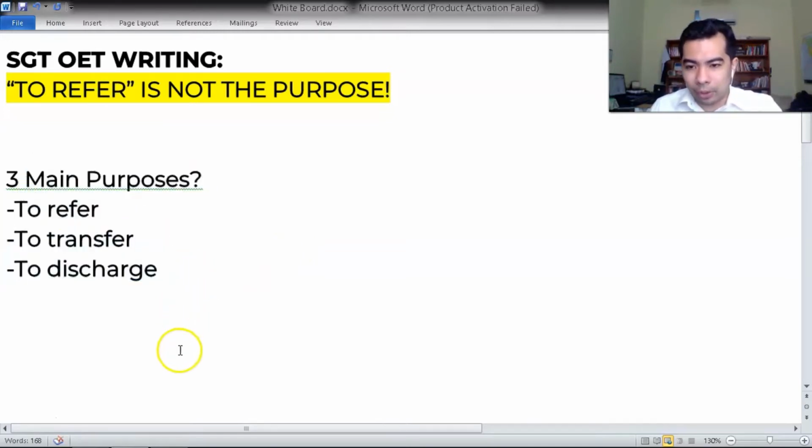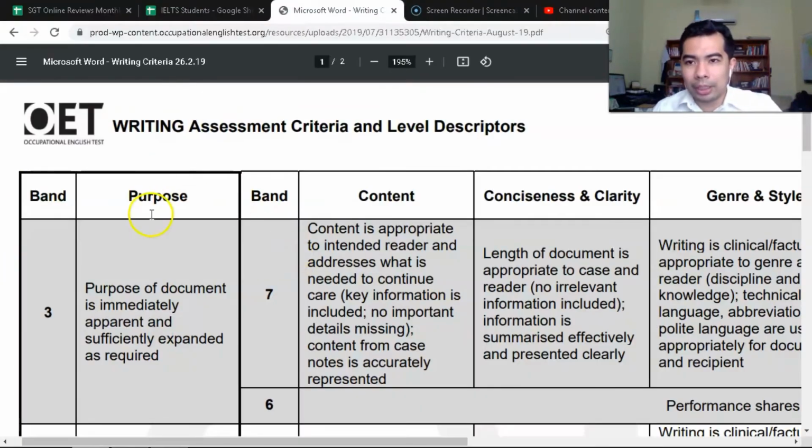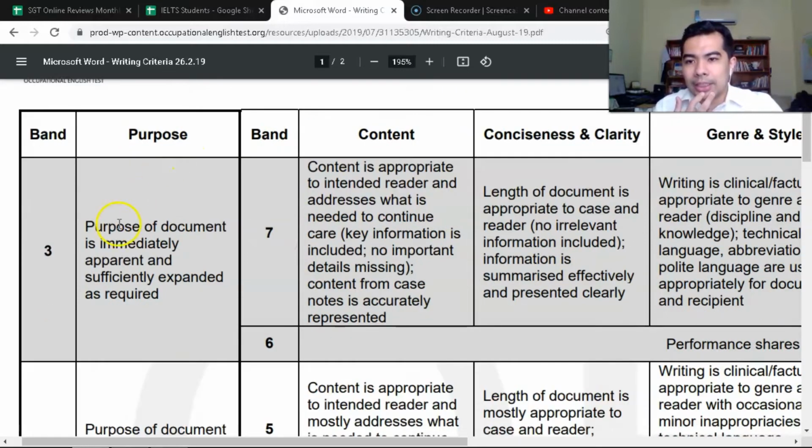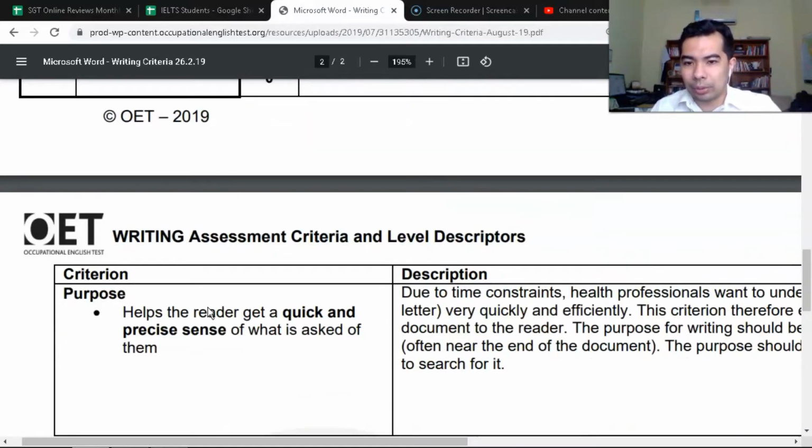Now, why is it wrong? If you look at the writing assessment criteria and level descriptors, it says here that the purpose criteria, for you to get the full score there, is that the purpose of a document is immediately apparent and sufficiently expanded as required. This just means that the purpose should be in the introduction. But it doesn't really tell us what the purpose is until we go to the level descriptors.